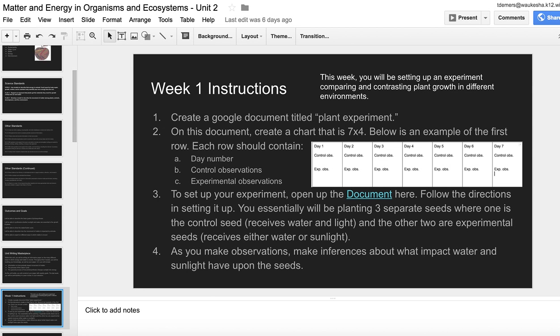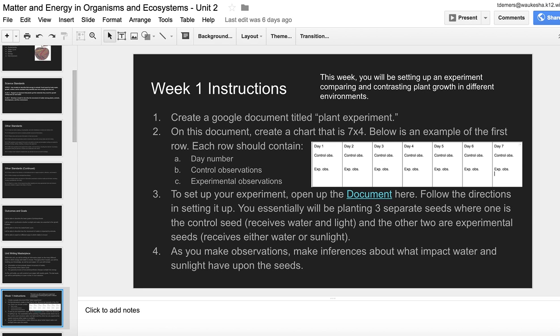For your week one instructions, the first thing I would like you to do is create a Google document titled Plant Experiment. On this document, you're going to be creating a chart that is 7 rows by 4 columns, and an example of what the first row should look like is below. Make sure that you have the day number along with the terms control observations and experimental observations. A control observation is going to be a plant that you are going to be creating. I'll show you the document in a minute.